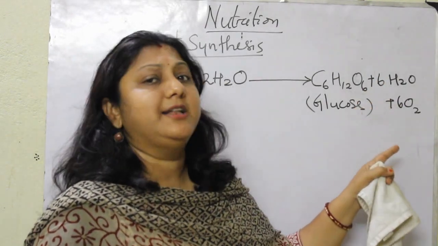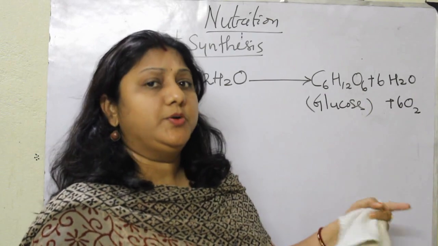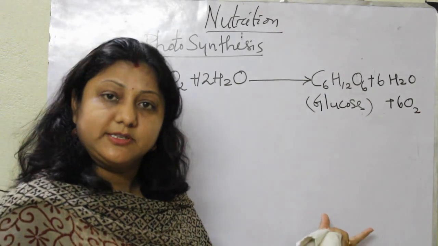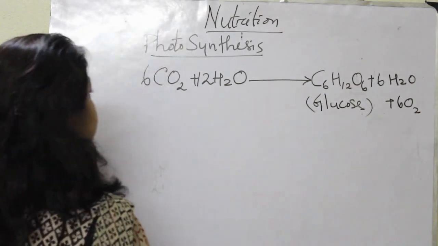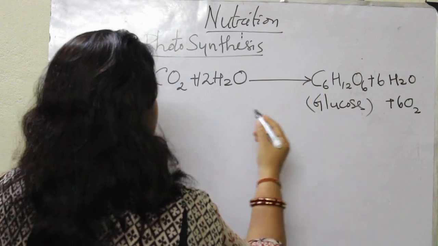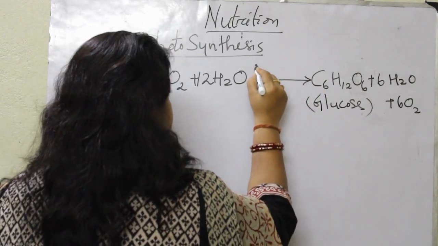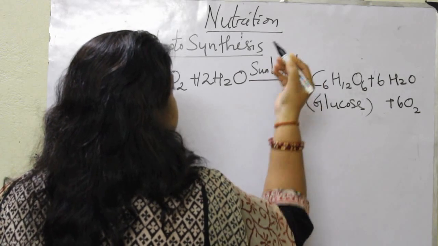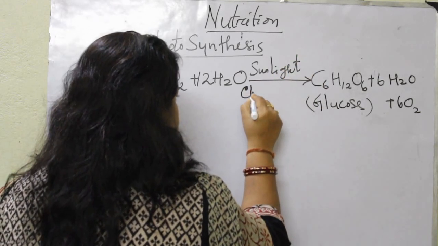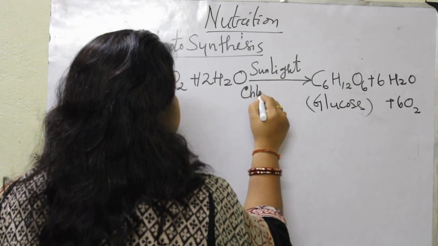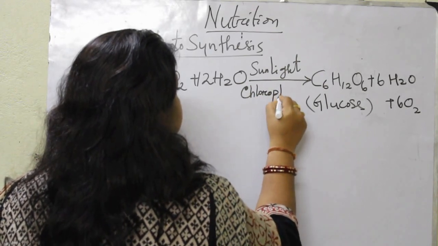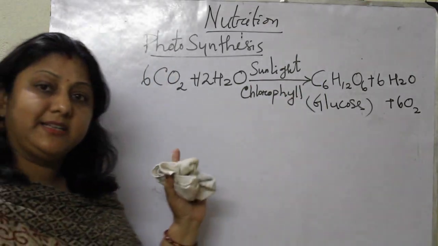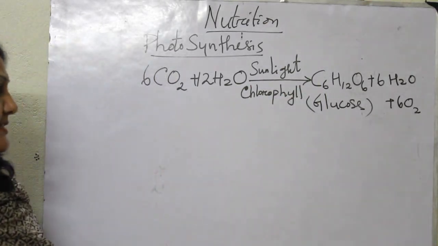We all know that the plants provide us oxygen. How do they provide us oxygen? They provide us oxygen during the photosynthesis process. Now we can write here in the presence of sunlight, and in the presence of chlorophyll. So this completes the equation of photosynthesis.